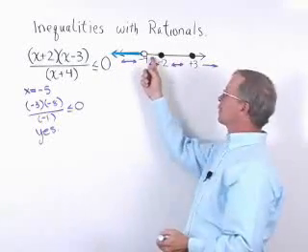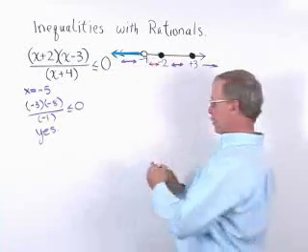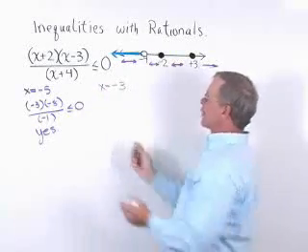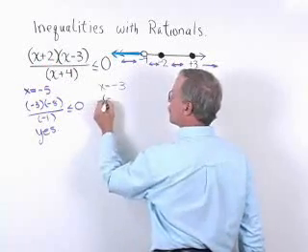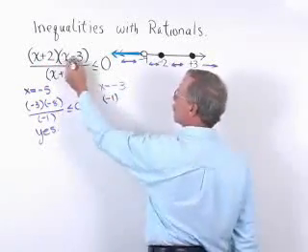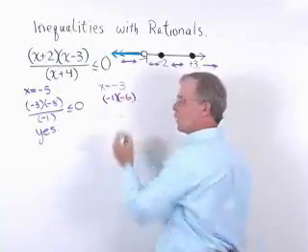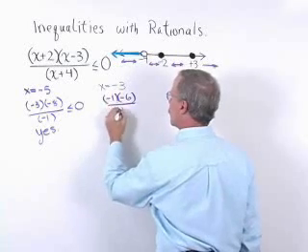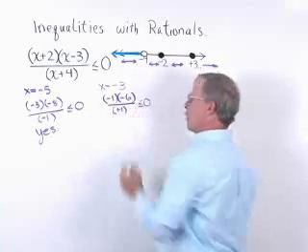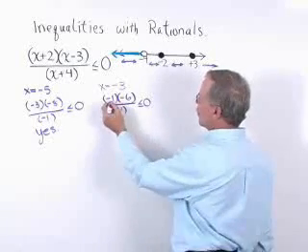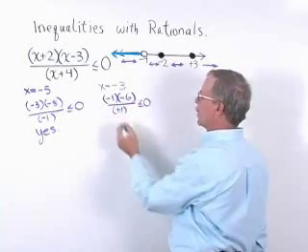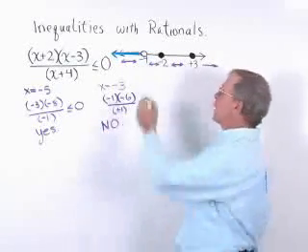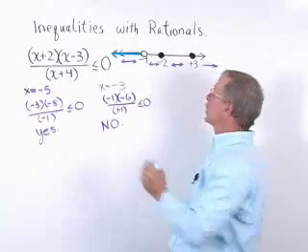Let's consider next the interval in here. Let's let x equal negative 3. If x is negative 3, negative 3 plus 2 is negative 1. Negative 3 minus 3 is negative 6. And negative 3 plus 4 is positive 1. Is that less than or equal to 0? A negative divided by a negative is positive, divided by a positive is positive, so no. That's not part of our solution. Let's go to the next interval.